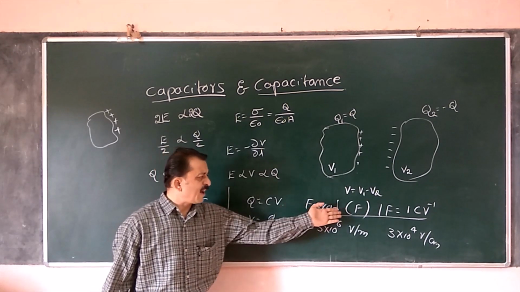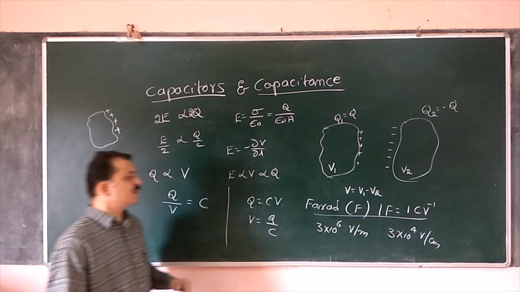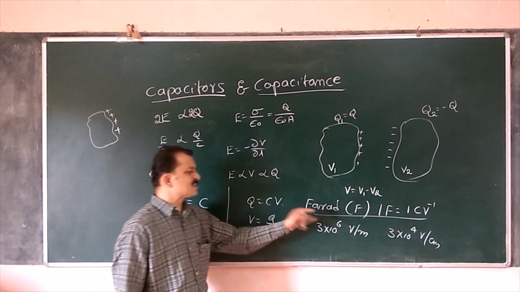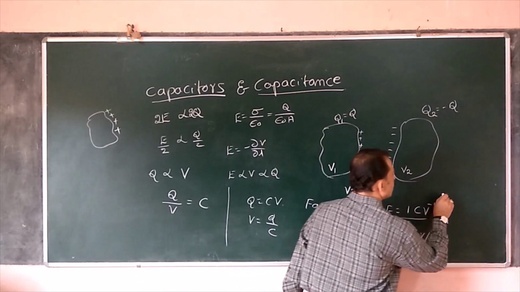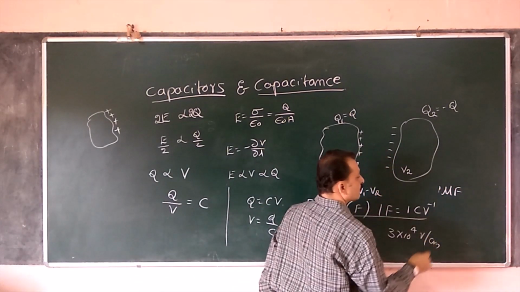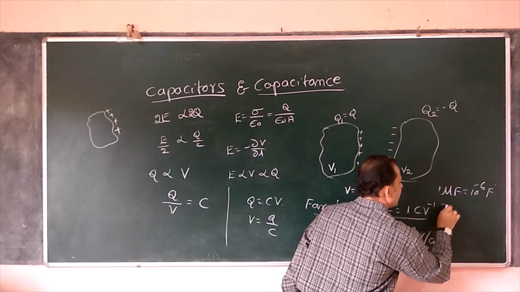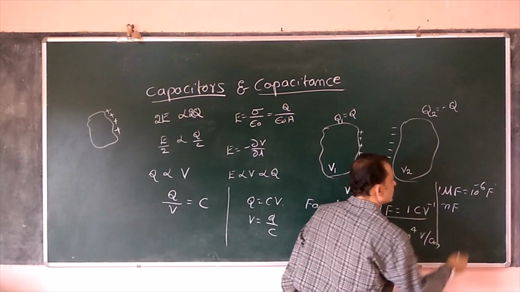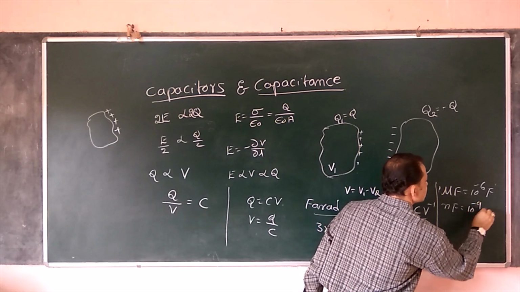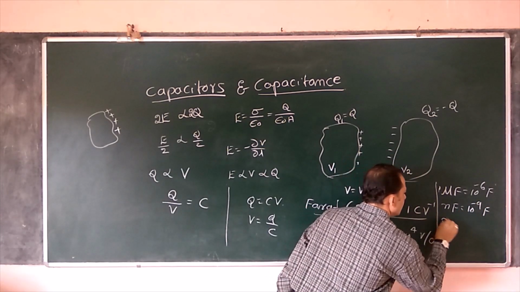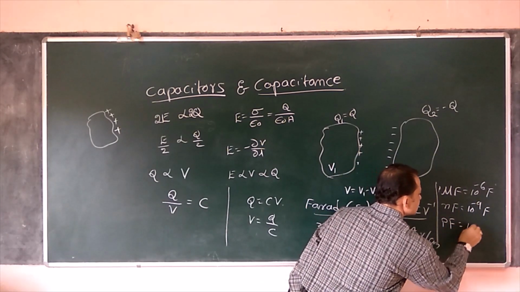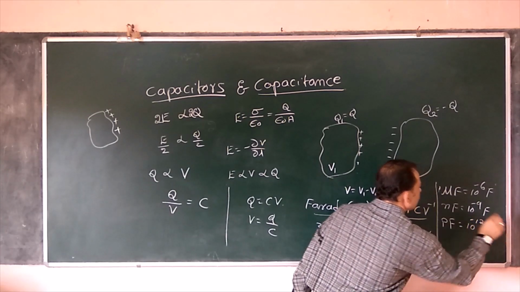The unit farad becomes a larger one, therefore we use its submultiples of this unit, that is microfarad. 1 microfarad means it is 10 to the power of minus 6 farad. Nanofarad, that is equal to 10 to the power of minus 9 farad, or picofarad, that is 10 to the power of minus 12 farad.